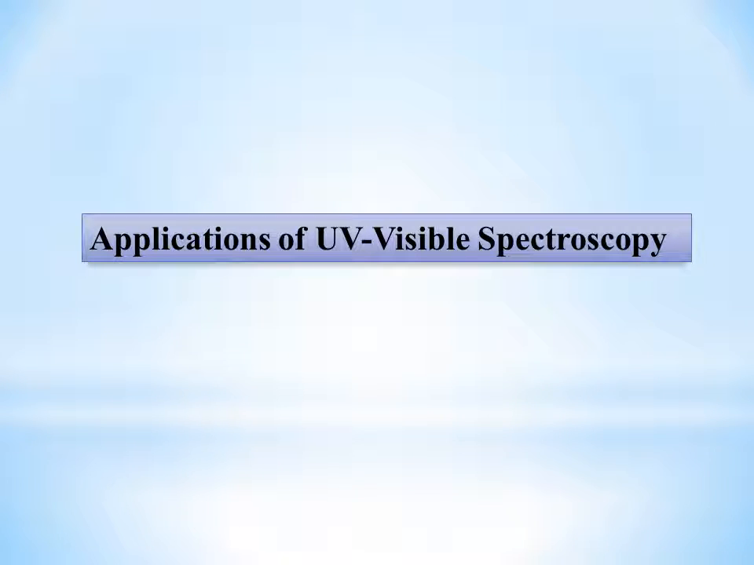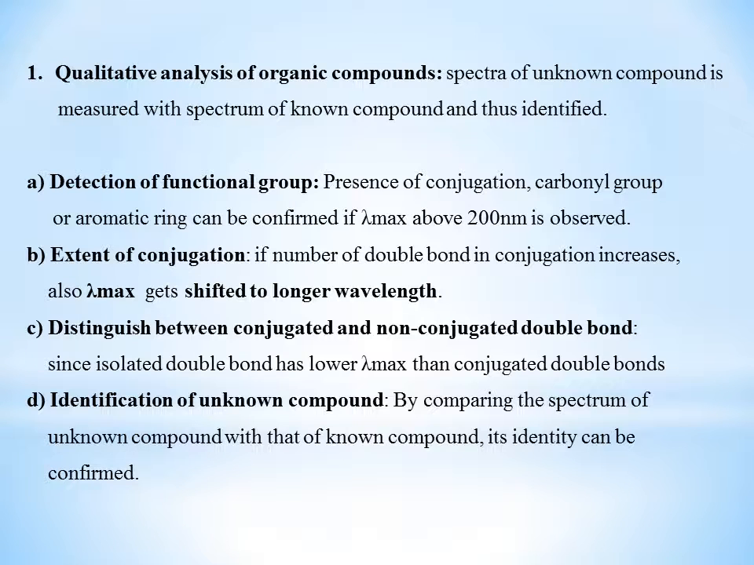Now next, what we have to see? We have to see the applications of UV visible spectroscopy. A number of applications are there for UV visible spectroscopy. We will see only the major applications. The first application is qualitative analysis of organic compounds. If any unknown compound or any new compound is there, and we want to identify its structure, what it contains, then UV visible spectroscopy is a very useful technique.